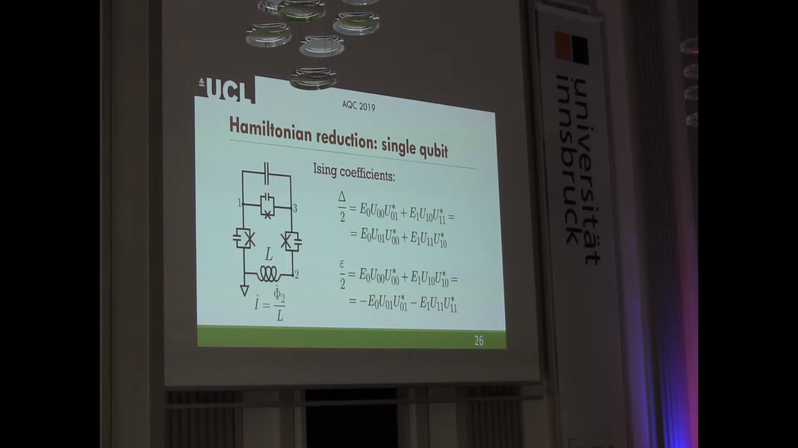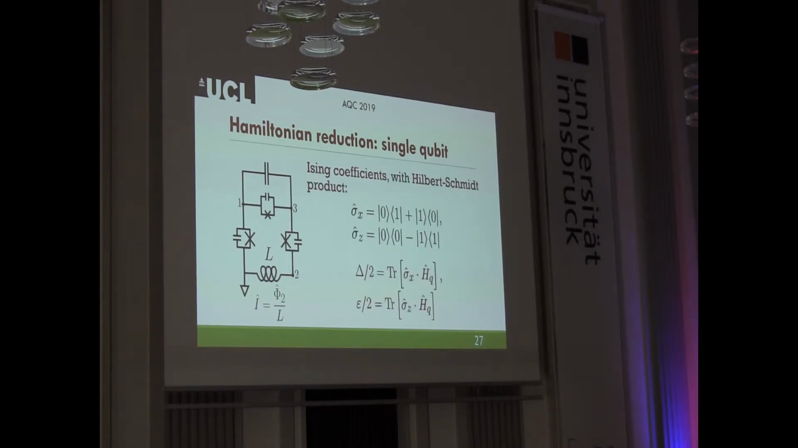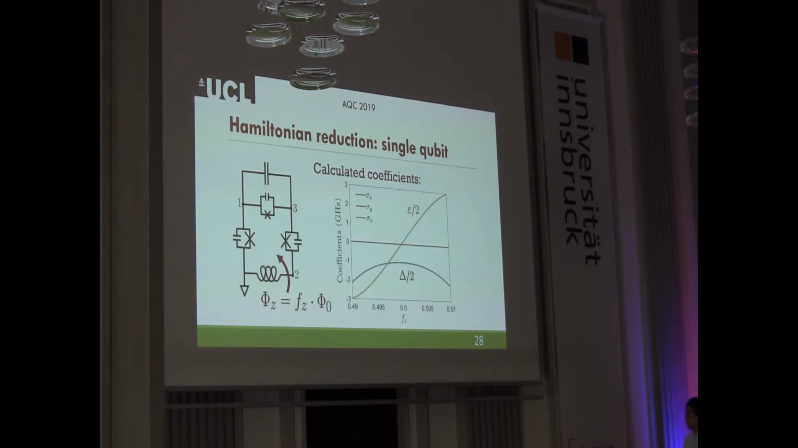This is the expression of the delta and epsilon parameters as a function of the parameters I had before. But an easier way to calculate them is by using this property of the Pauli operators and using basically this Hilbert-Schmidt product kind of projection. So if we apply this method to the system we've seen previously already, we see that as a function of the applied flux, around 0.5 flux quanta, we increase the longitudinal field linearly, while the transverse field remains fairly constant, at least in a small region here.